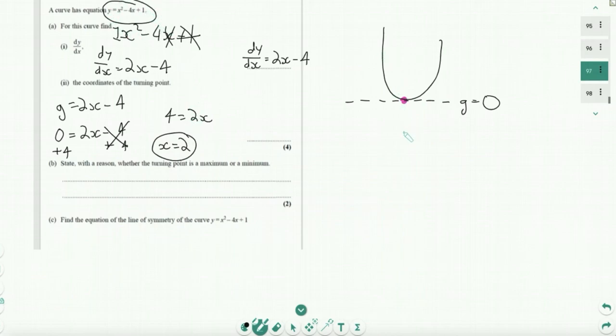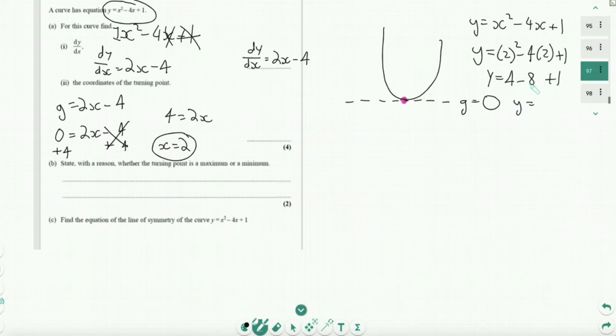the original equation. So y is equal to x squared minus 4x plus 1. And we're going to replace x with 2. So 2 squared minus 4 times 2 plus 1. Y is equal to 2 times 2 is 4, minus 4 times 2 is 8, plus 1. 4 minus 8 is negative 4, plus 1 is negative 3. So our coordinate is 2, negative 3.